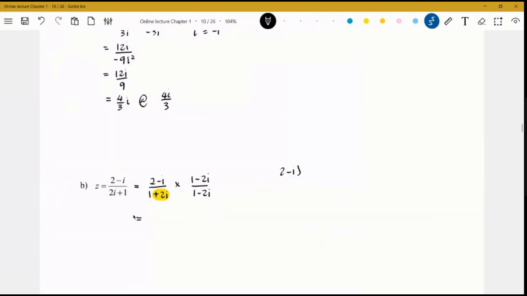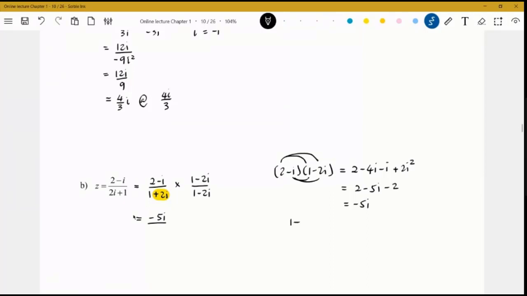So 2 minus I times 1 minus 2I, kembang satu-satu. Jangan buat terus sebab akan end up dengan careless mistake. So will be 2 minus 4I minus I, minus jumpa minus will be plus 2I square. So 2 minus 5I minus 2. So end up will be negative 5I. So bahagian atas adalah negative 5I.